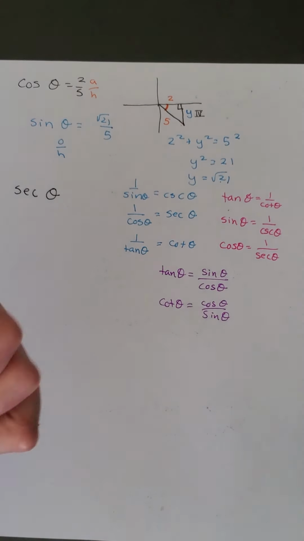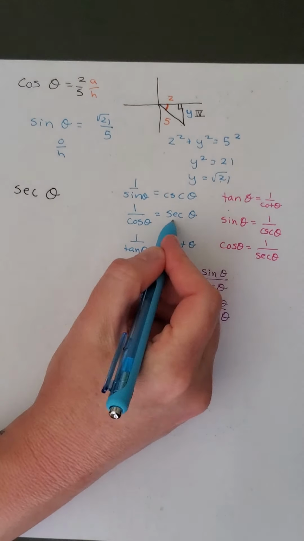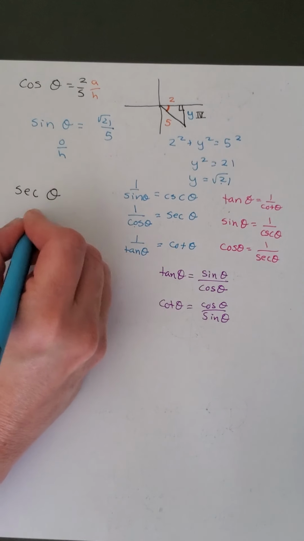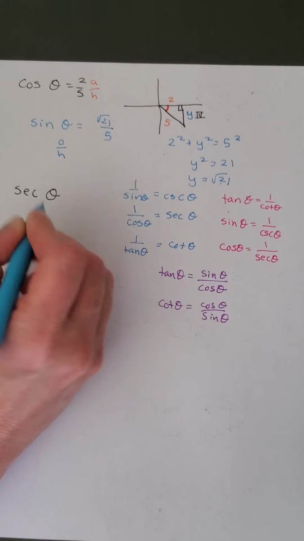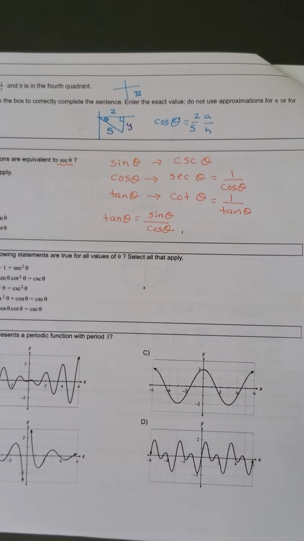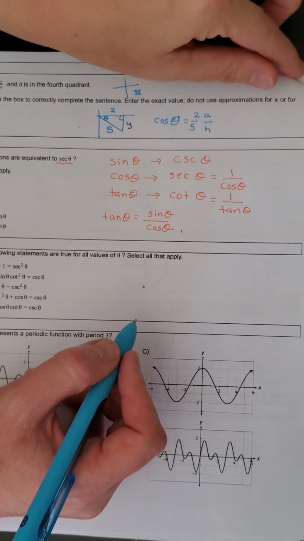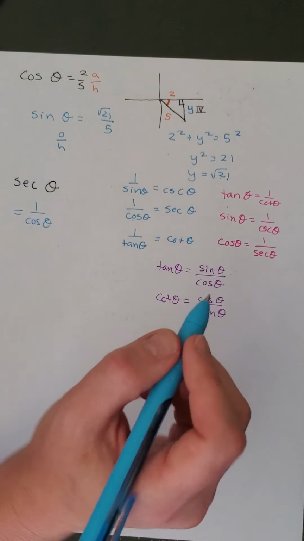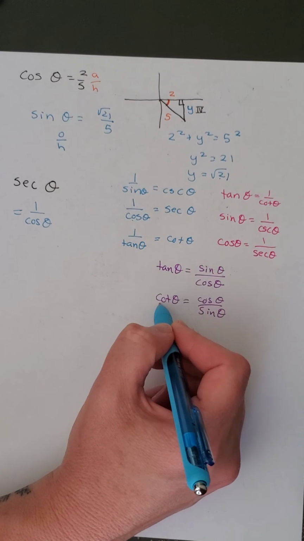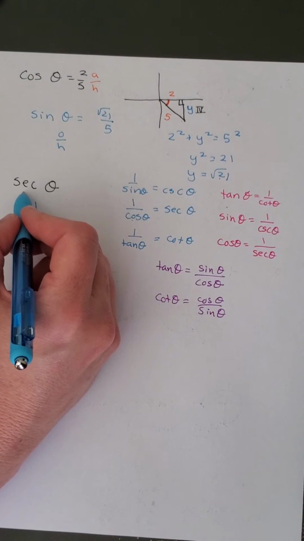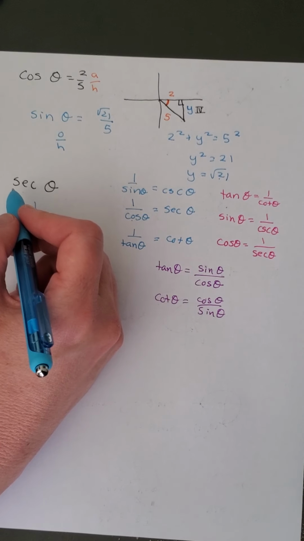I know for sure secant theta is equal to 1 over cosine. Let me see if that one shows up. 1 over cosine. It does. It's right here, number 1. It is not 1 over sine, so I can stop. Cosine over sine. Let's take a look. Cosine over sine is cotangent, not secant, so that is not true either.